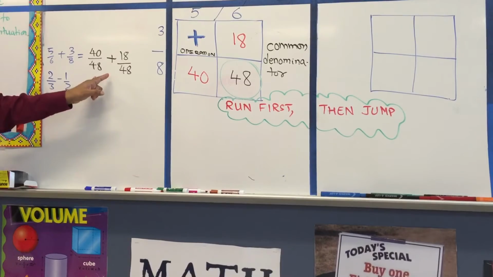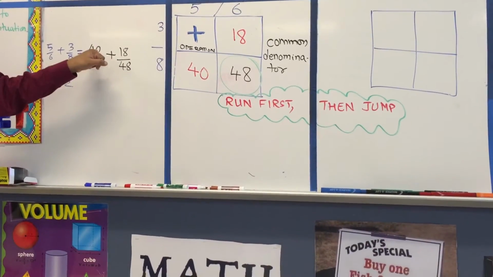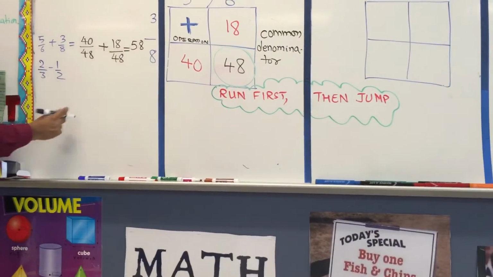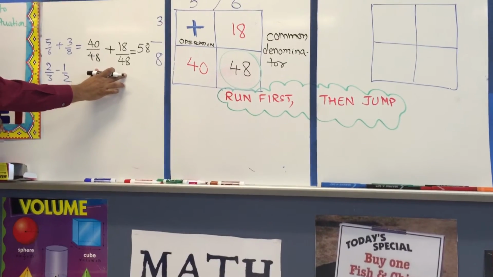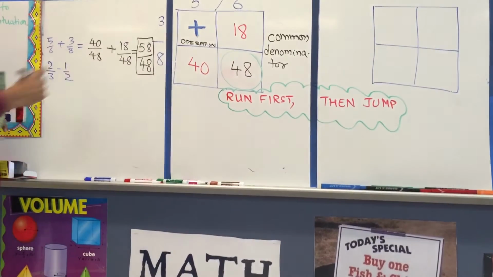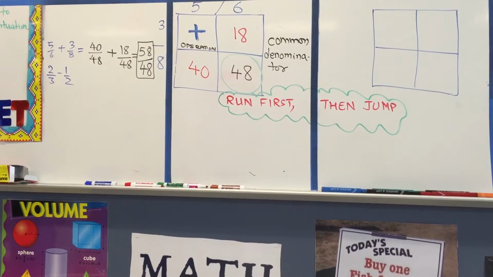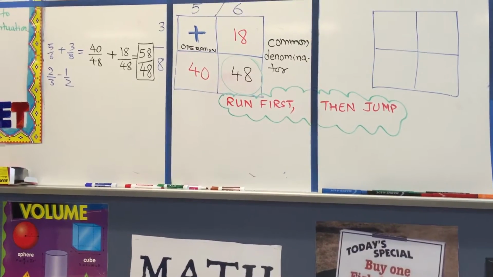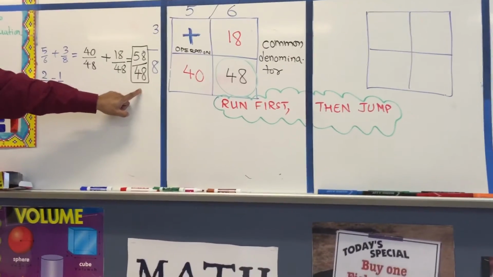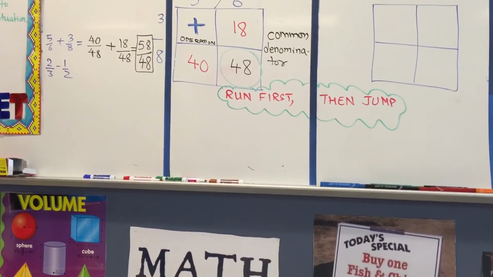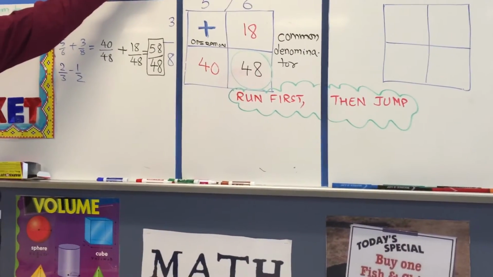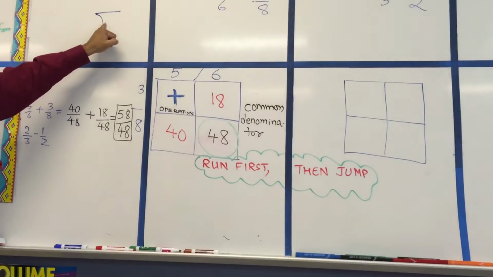Yes. Okay, so if we were adding this up, Carlos, what's my answer to 40 plus 18? 58. What should I do with the denominator? Should I add them up or should I put it over 48? Over 48. Okay, so I have 58/48. Now, Emma, are we done? No, sir. What's the next step? Is this a proper or improper fraction? Improper fraction, so you're supposed to divide and convert that to a mixed number.